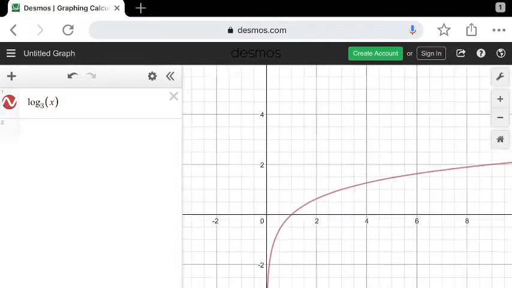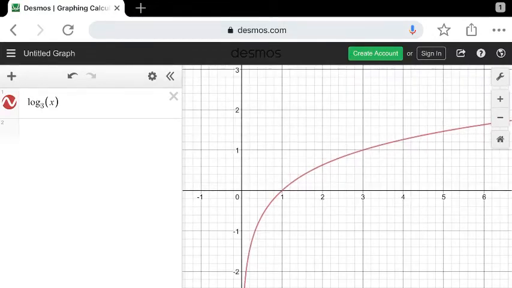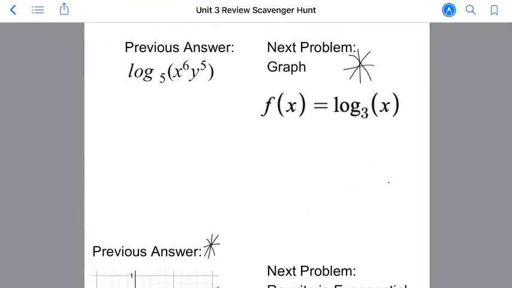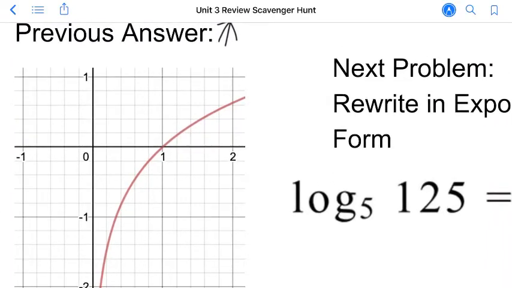Now looking at my graph, I could have gone around and matched all of the graphs on all of the different answers, and it would have matched this graph. And then I move on.